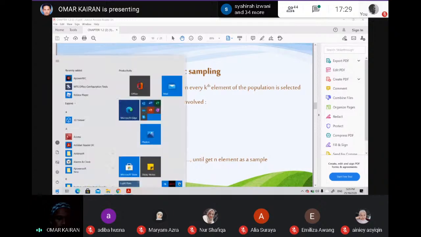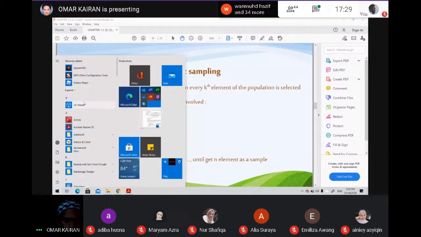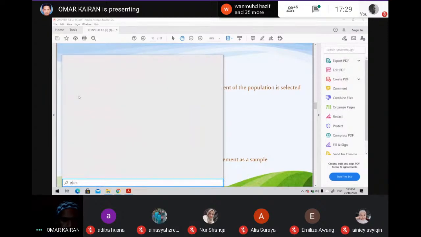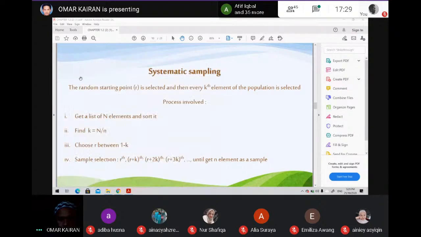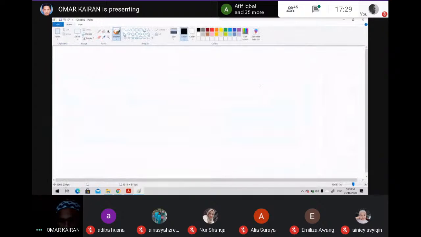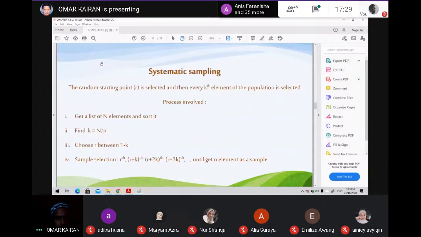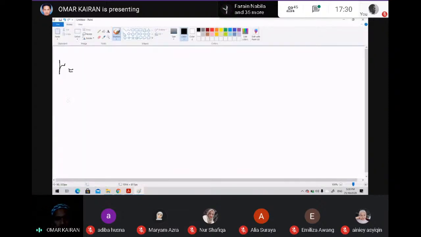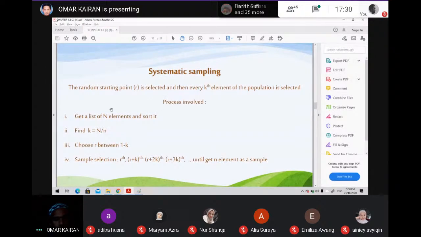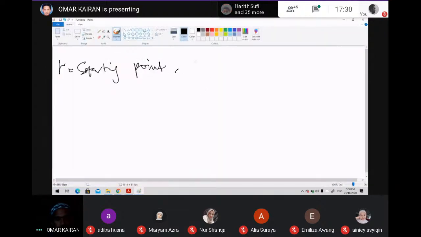For example, R itu macam mana dapat R? R is starting point. Starting point. And then k is interval.